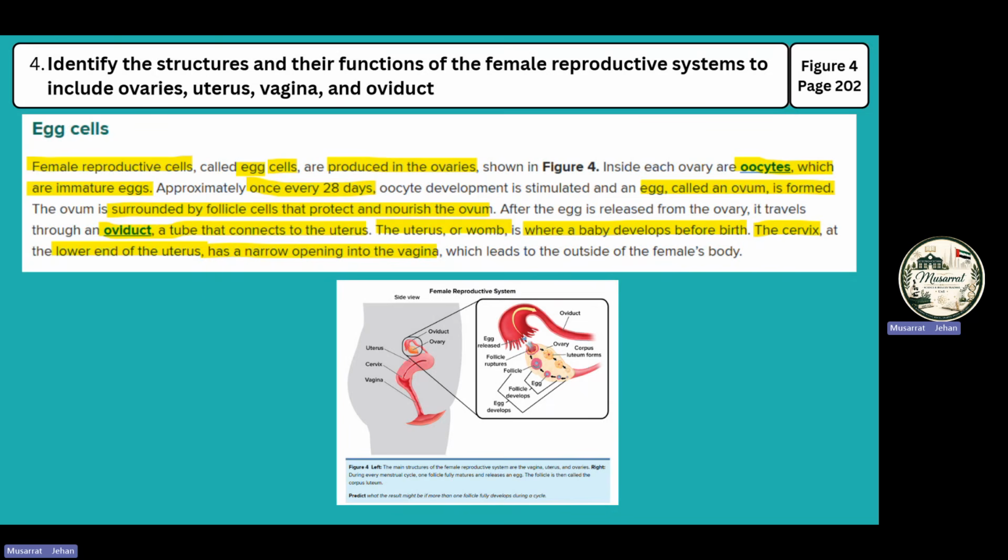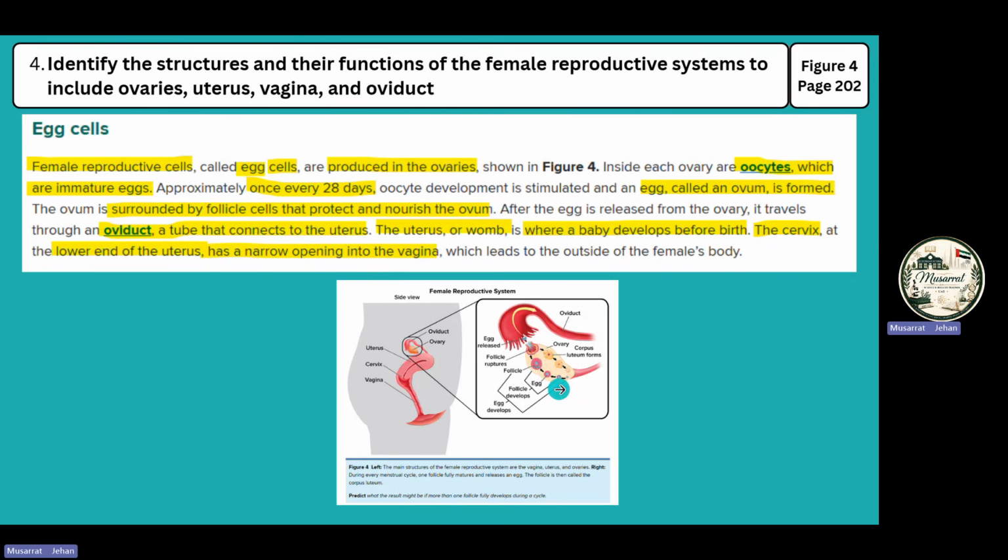So here you should know the structure of the female reproductive system and the labeling and functions of the female reproductive system. So the female reproductive cell is the egg cell, and the egg cell is produced in the ovaries. Here is the ovary. So inside the ovary, the egg cell forms. Inside each ovary, there are oocytes. Oocytes are present, and these oocytes are immature eggs. Immature eggs are called oocytes.